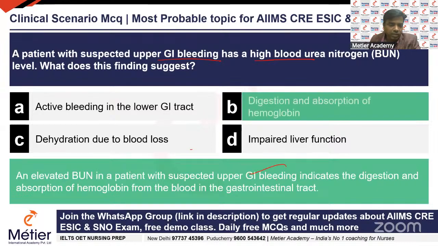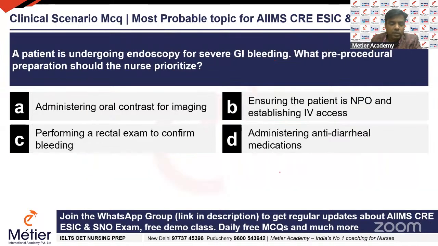Okay, so GI bleeding. The patient is undergoing endoscopy for GI bleeding. What is the pre-procedural preparation the nurse should prioritize?